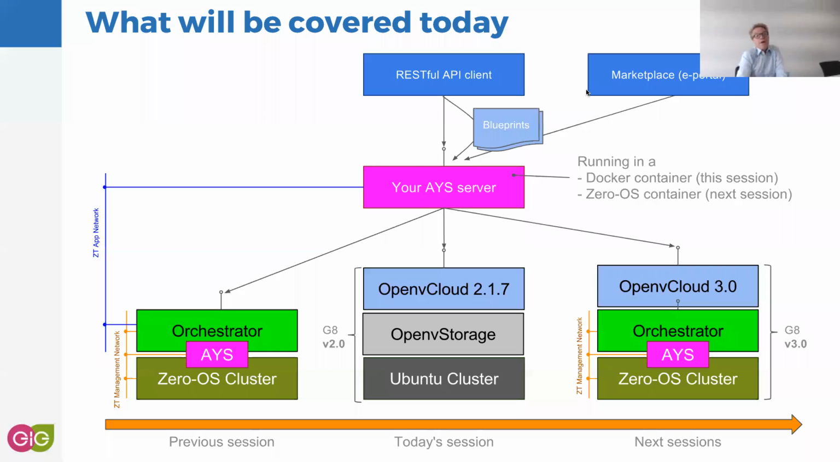Now, maybe the bad news, I don't know. For the demo today, I'll still be using Docker. Why will I be using Docker? Well, nothing related to the orchestrator, because we won't touch a lot of ZeroOS backend today, but because, as you will see, the AYS server that we'll be using today will run in a Docker container on my machine.